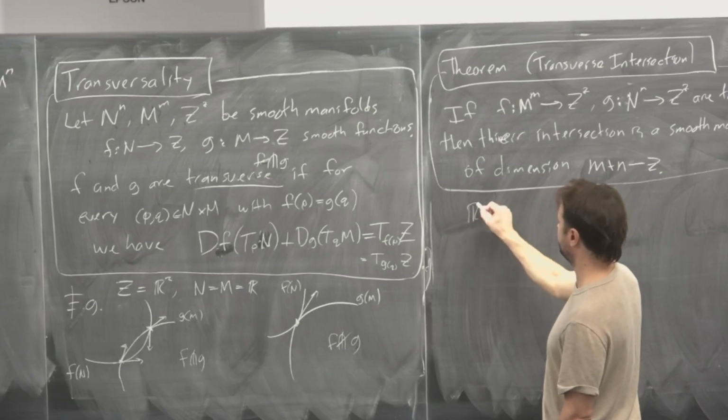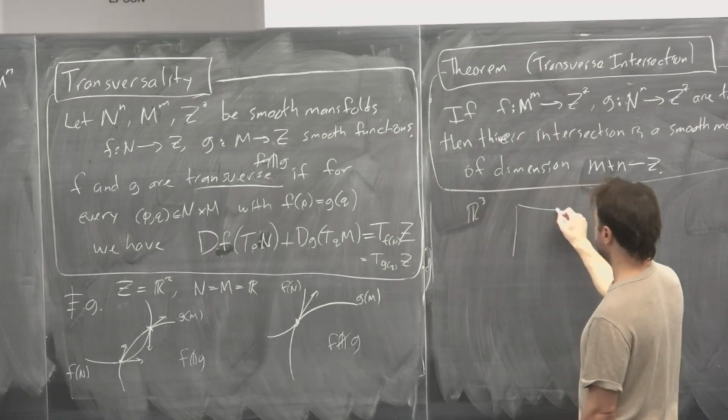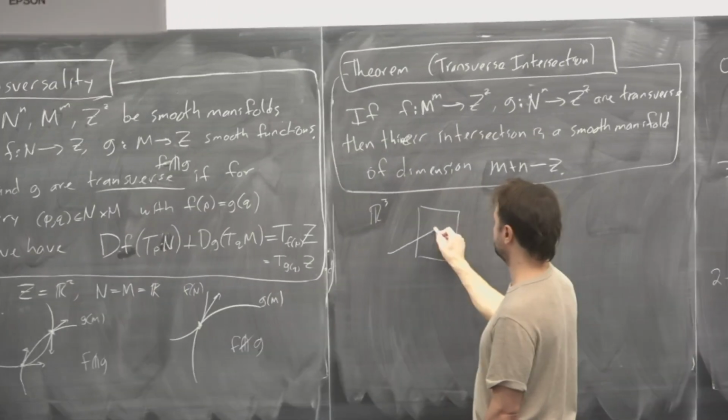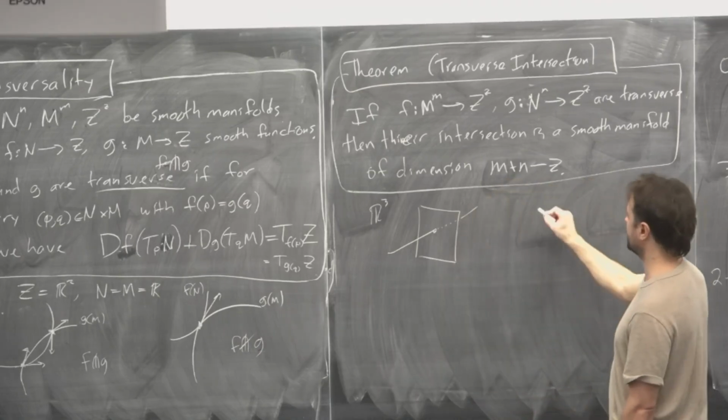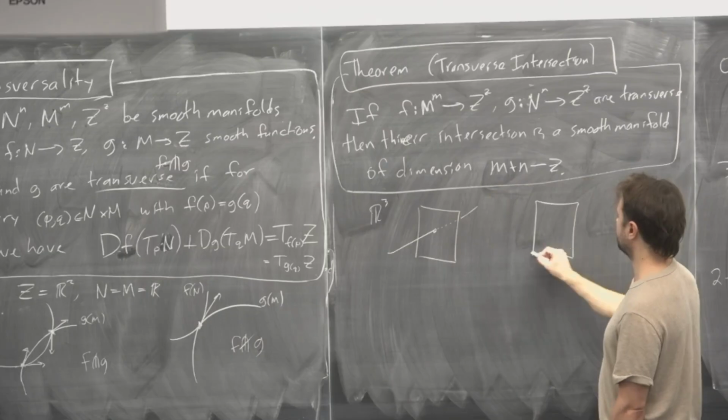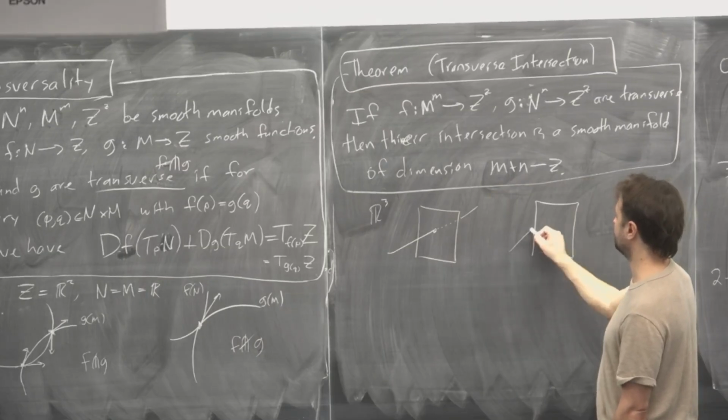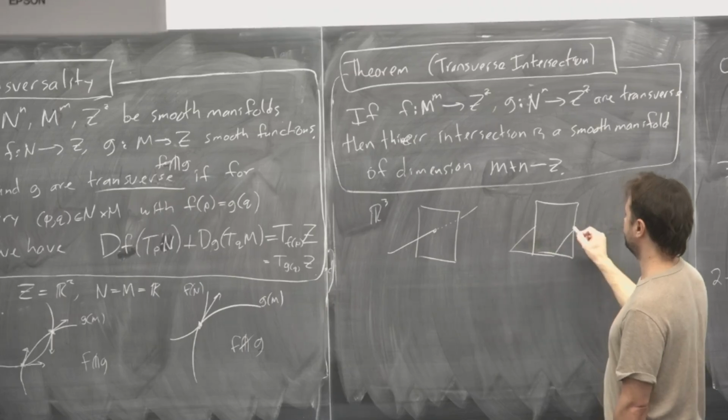Let's try, we're in R3, right? Here's something two-dimensional, here's something one-dimensional. They add up to 3, they intersect at a point. If we come along with another two-dimensional thing, 2 plus 2 is 4, minus 3 is 1, they intersect in a line.